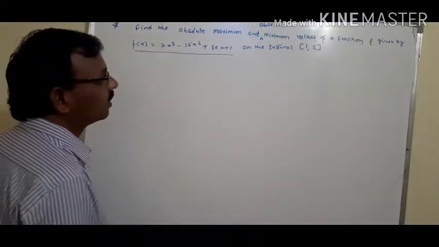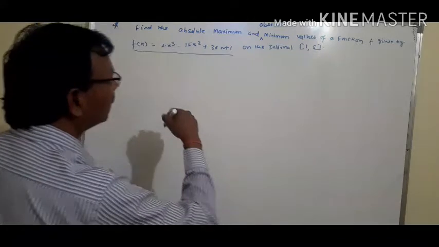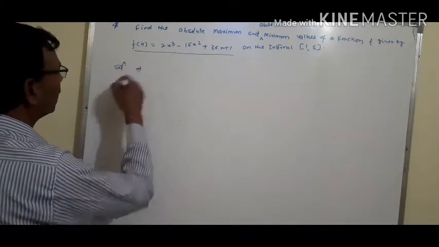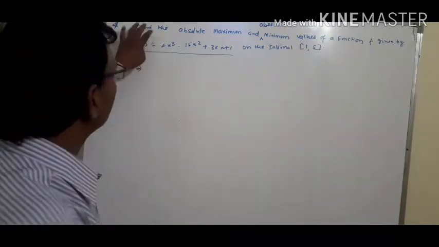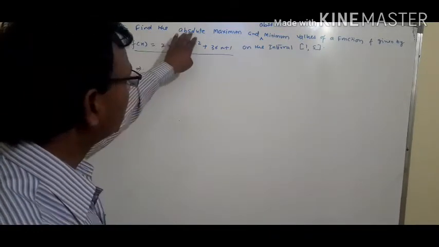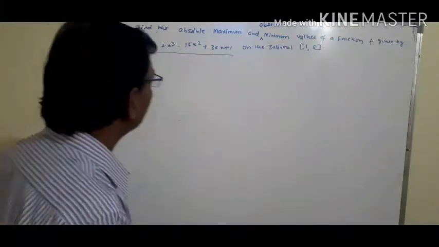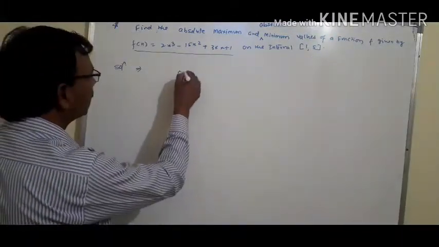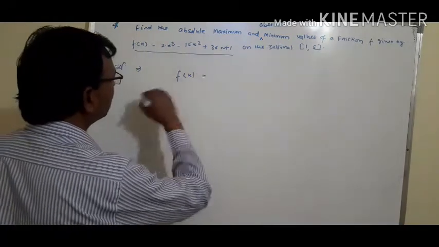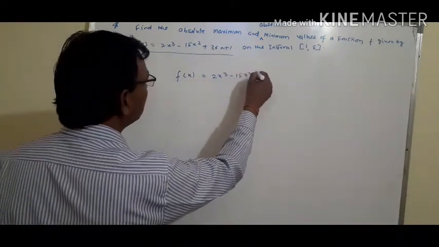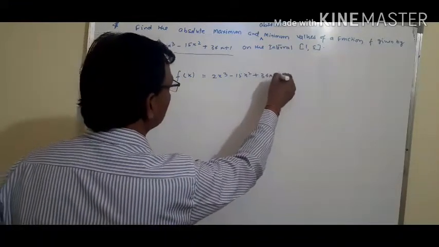Students, we will start to solve this question. I am going to write the solution. Find the absolute maximum and absolute minimum values of the given function. That means our function is f of x equal to 2x cube minus 15x square plus 36x plus 1.